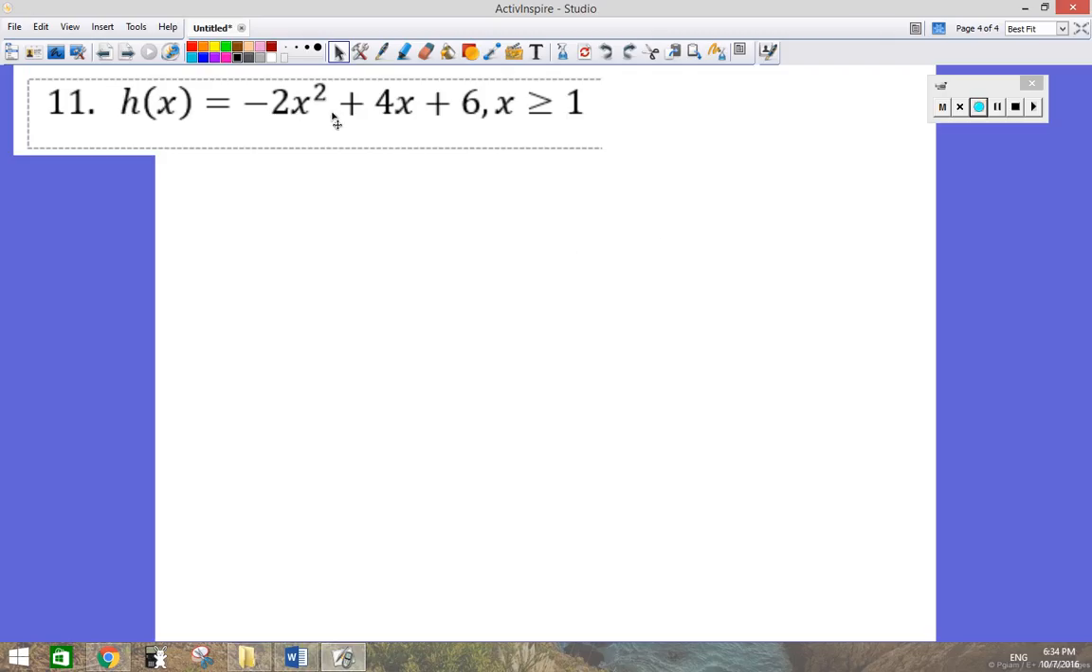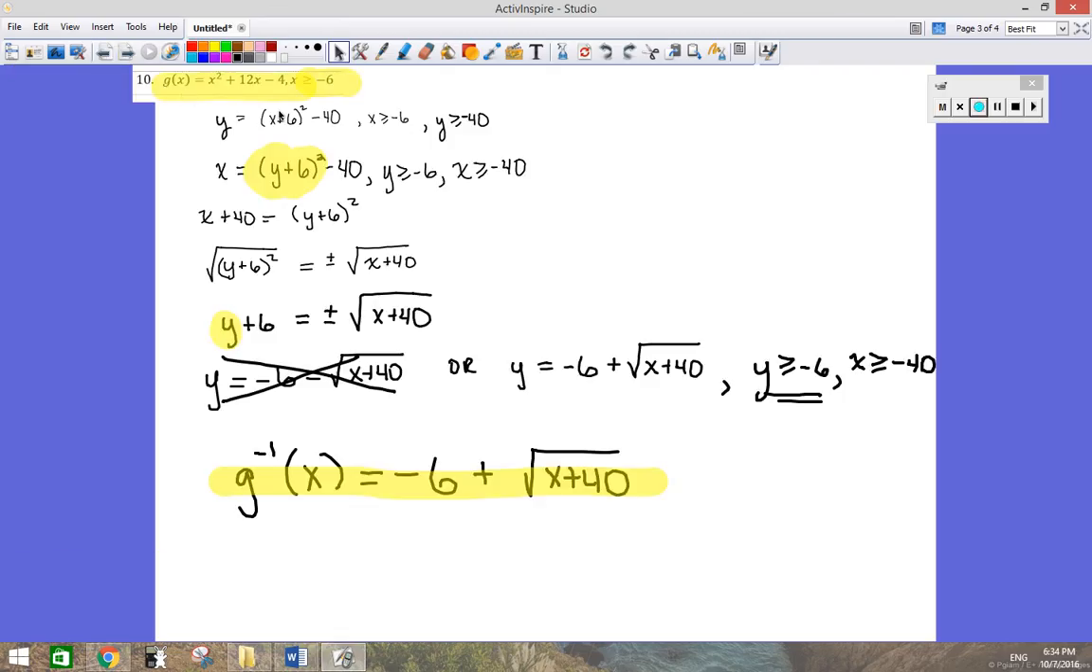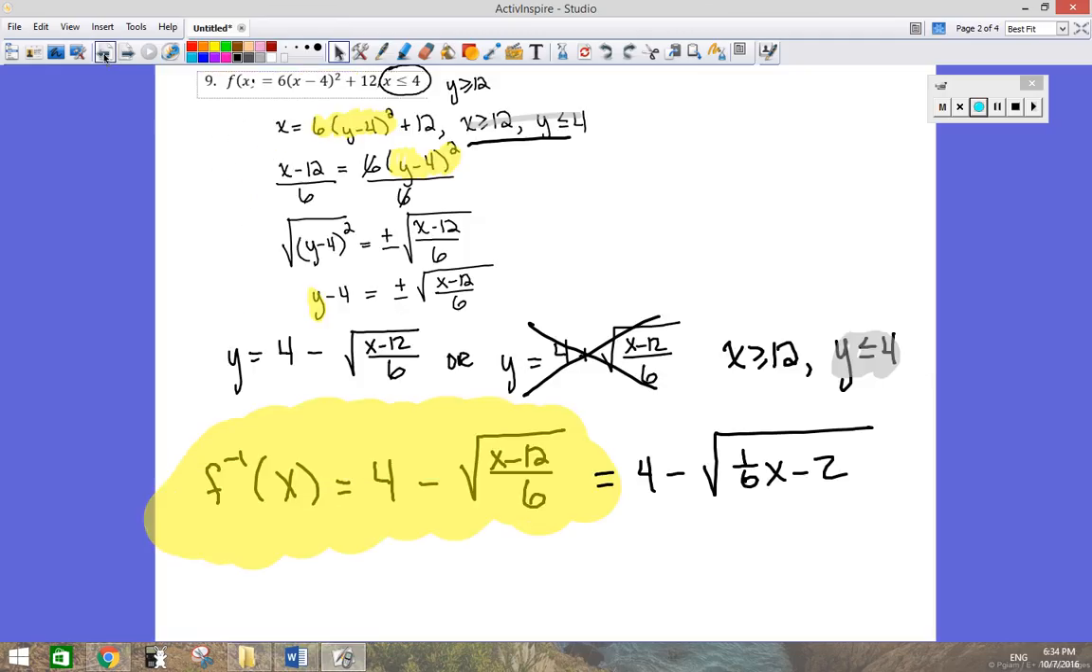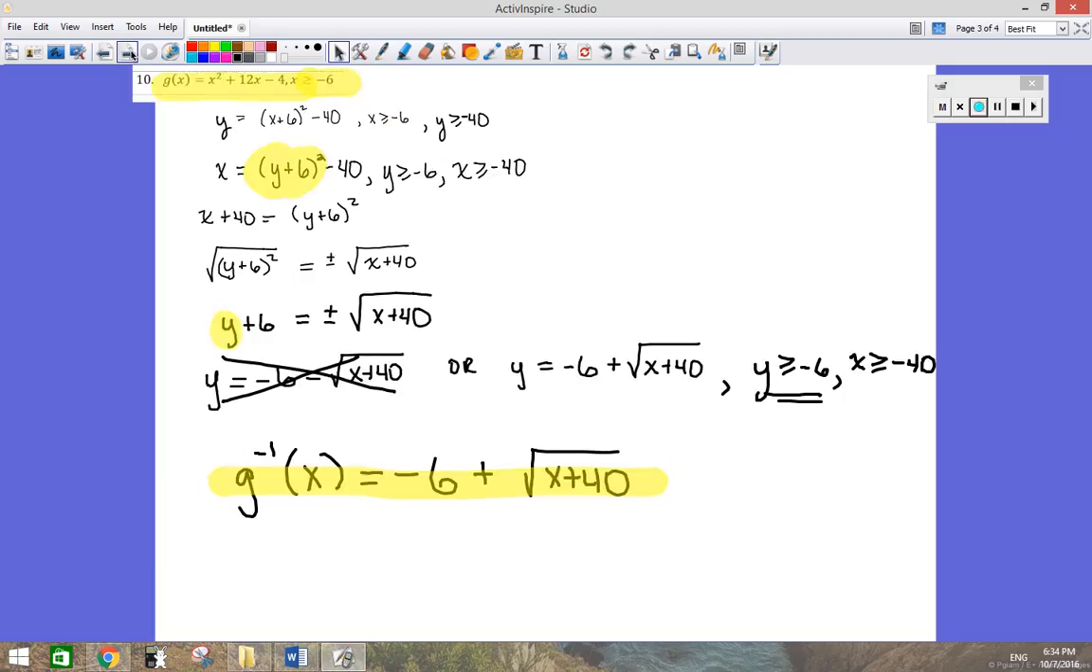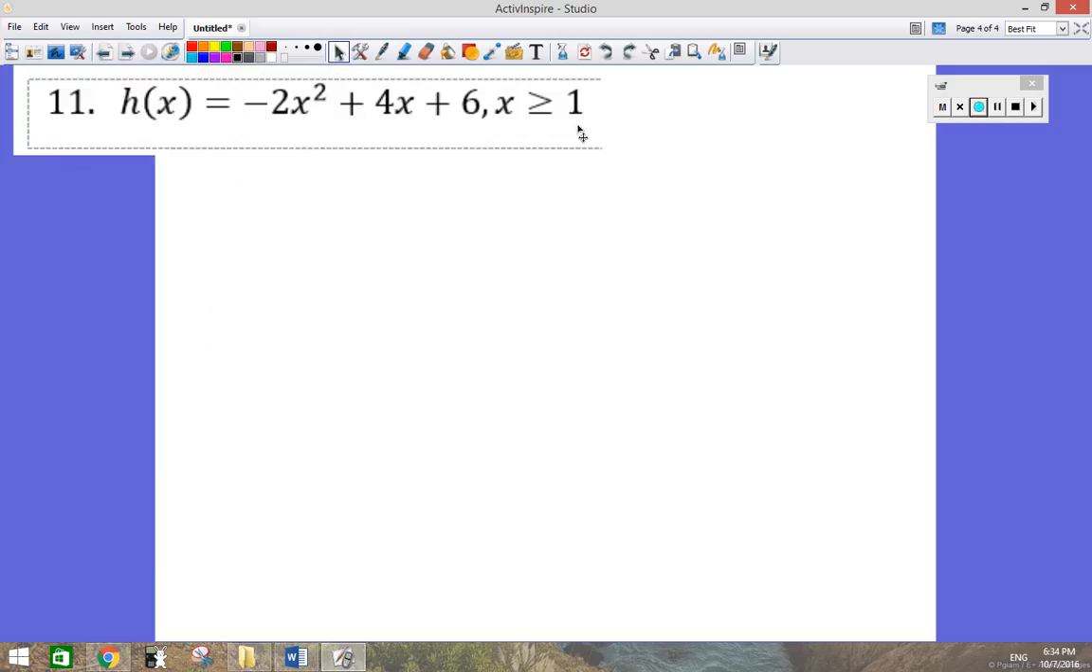So I need to rewrite this in vertex form. We've seen that. The last one, number 10, was not in vertex form. We had to complete the square. Whereas problem number 9 was in vertex form, and I could just look at it and say, hey, the vertex is (4, 12). So let's come back here. We need to complete the square.